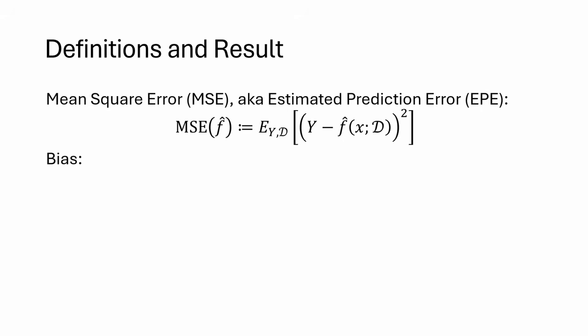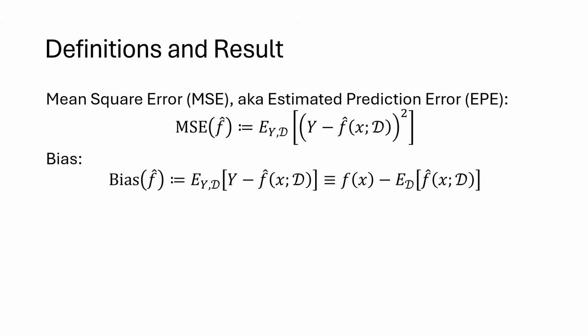Next up, we have the bias. And the bias is defined as the expected value of y minus f hat. And once again, the expectation is over y and D. But we can use linearity of the expectation to rewrite this into an equivalent formula, which is f of x minus the expectation of f hat. This is because y is equal to f of x plus epsilon. This relation has nothing to do with D, and we take the average.